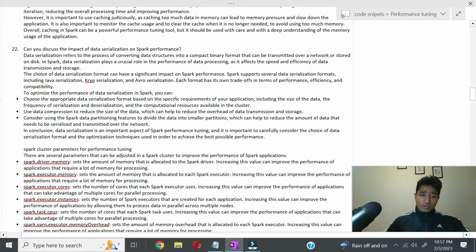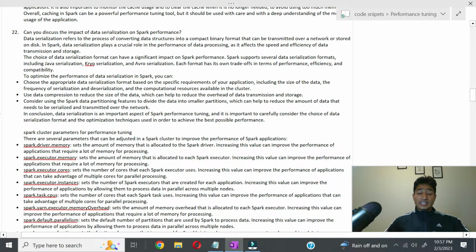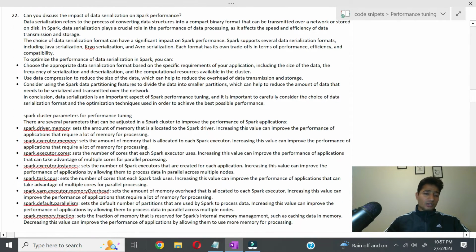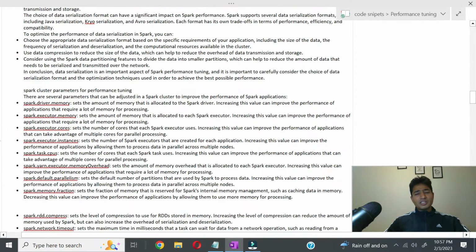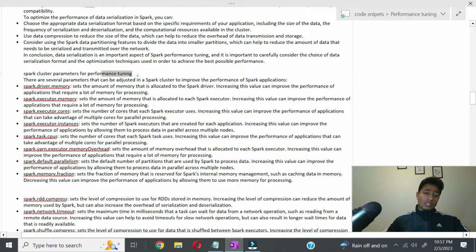So to optimize, what you can do is choose the appropriate data serialization format based on the requirements, including the size of the data, frequency of serialization and deserialization, and computational resources available in the cluster. Use data compression to reduce the size of the data. Use partitioning. And to conclude, data serialization is an important aspect of performance tuning. So you need to consider carefully the right choice of data serialization format and optimization techniques used to achieve the best performance. Okay, now this is what I was talking about.